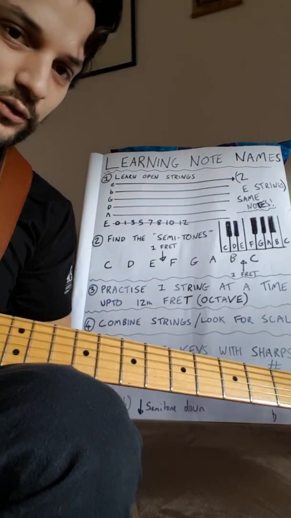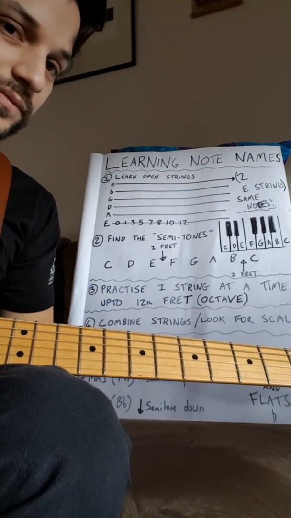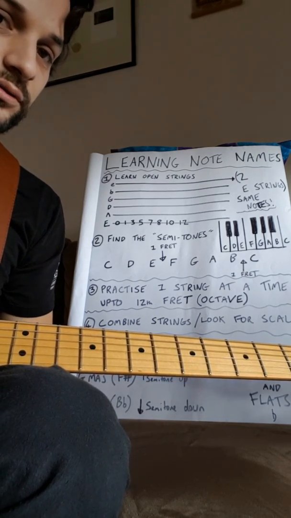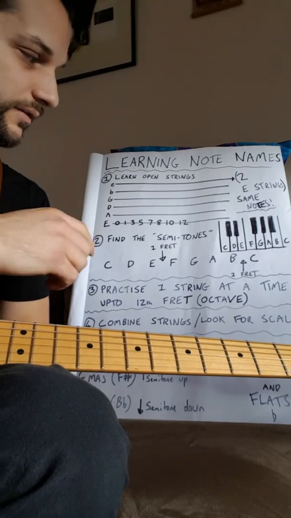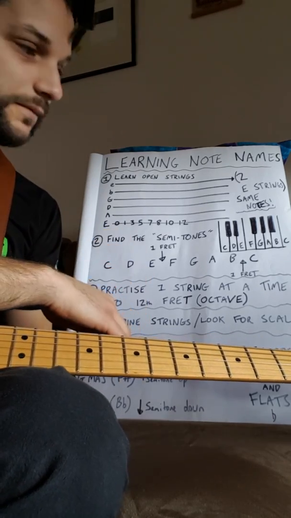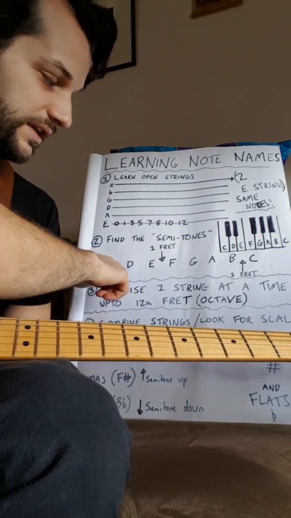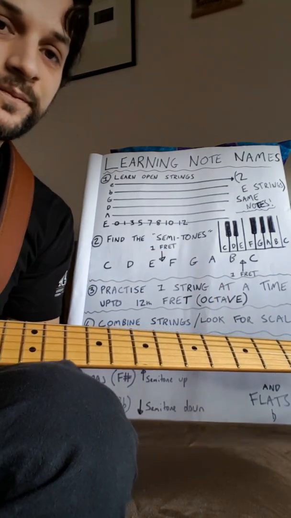Guys, today I just wanted to give a quick lesson on learning the note names, particularly focusing on C major, which is all the natural notes on the fretboard. Natural notes meaning no sharps, no flats. That would be just the white keys on the piano: C, D, E, F, G, A, B, and C.